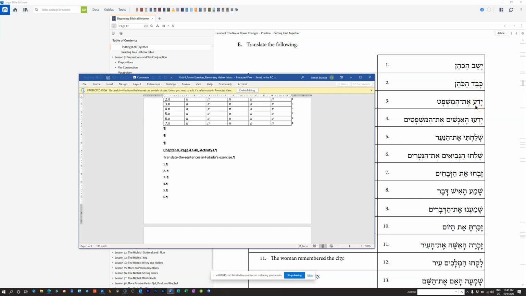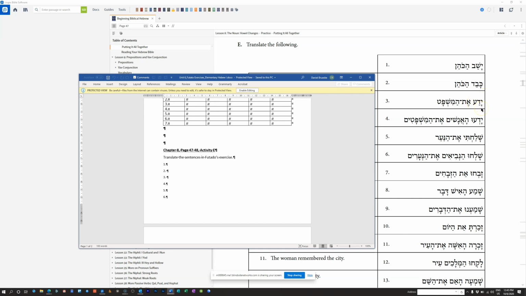All right. Number 3, we have Yada et ha-mishpat. So here we do have the definite direct object marker telling us that this word is our object, which means we don't have an explicit subject. Our subject is implied by the verb form. This verb form is Qal Perfect 3MS. Yada means he knew. And so we're going to say he knew because we don't have a more explicit subject.